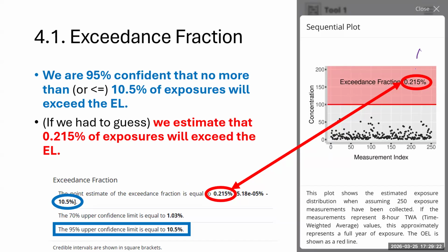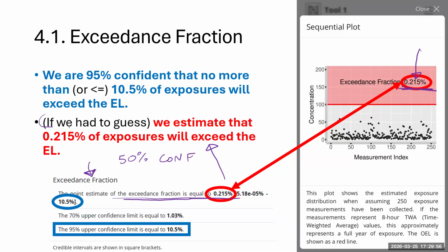So Expo Stats will give you a graph like this, and this is just one example. It says 0.215%. It'll also have some information accompanying the graph. It says the point estimate of the exceedance fraction is equal to 0.215%. So what that means, that point estimate, you could call it 50% confidence.